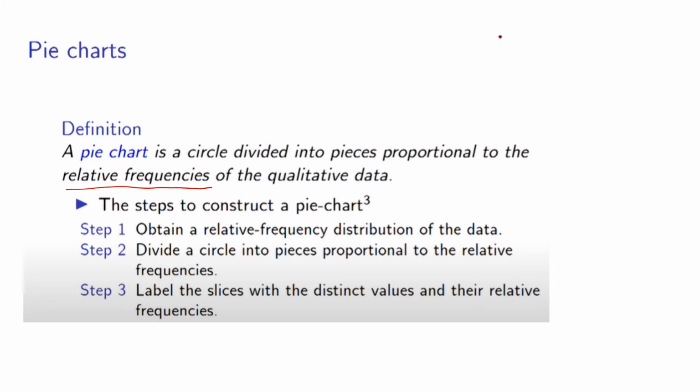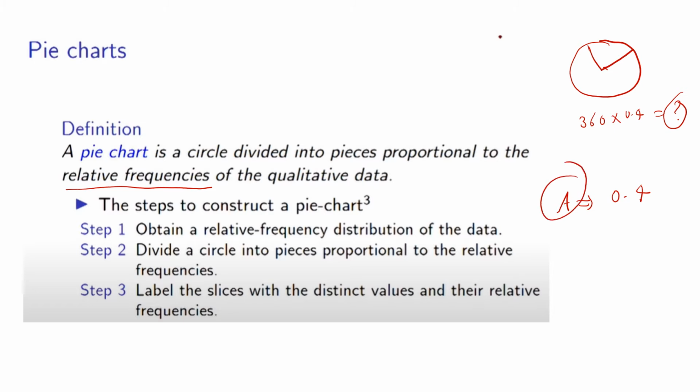The steps to construct a pie chart: first, obtain the relative frequency distribution of the data. Divide a circle into pieces proportional to the relative frequencies. Label the slices with the distinct values and their relative frequencies. Suppose any data has a relative frequency of 0.4, then we should divide the circle. Your circle has 360 degrees, so multiply 360 by 0.4, and that will be the value covered by the part of this pie.